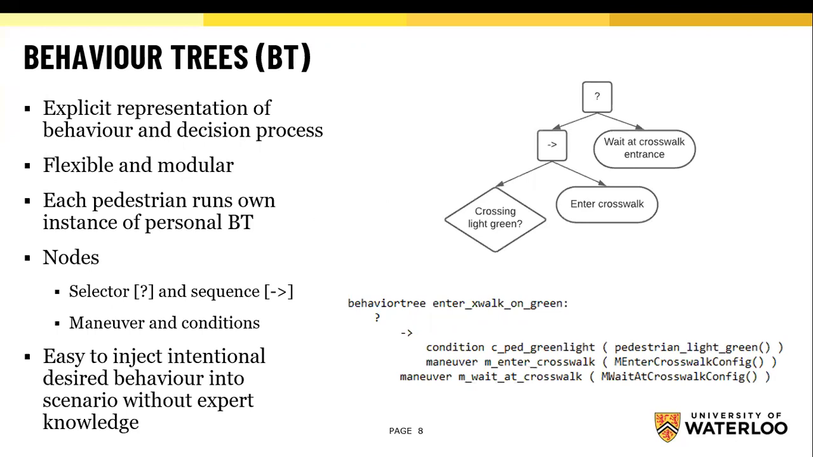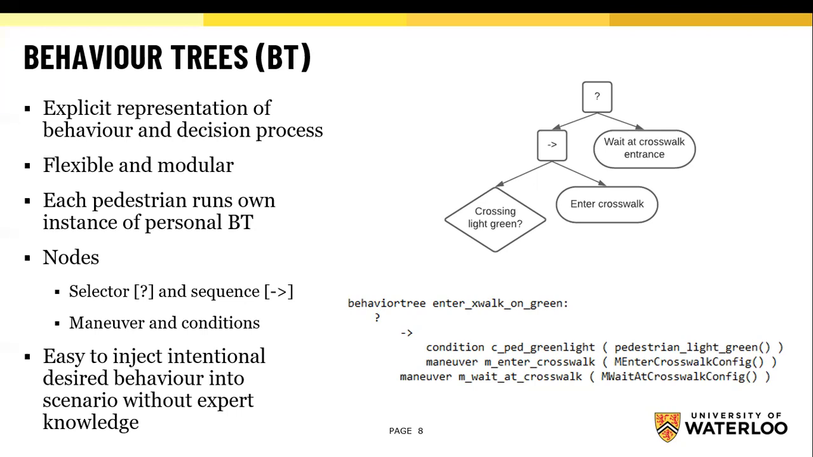Behavior trees explicitly represent the behavior and the decision-making processes. Each pedestrian in the model runs their own instance and has their own personal behavior tree. So it's not necessary that all the pedestrian agents in the simulation are following the same decision-making process, as they might have different trees that dictate their maneuvers and how they come to those maneuvers.